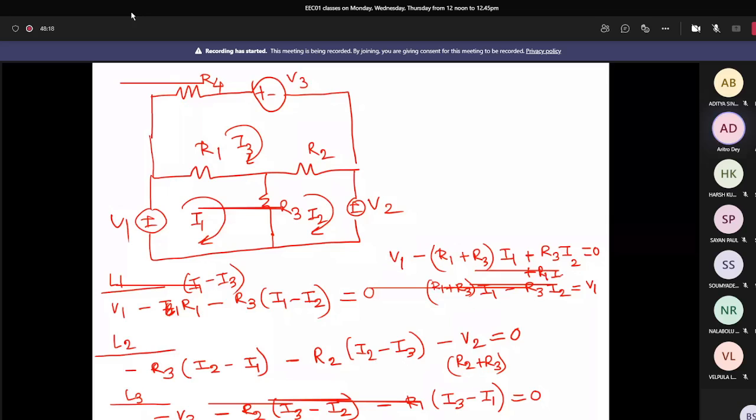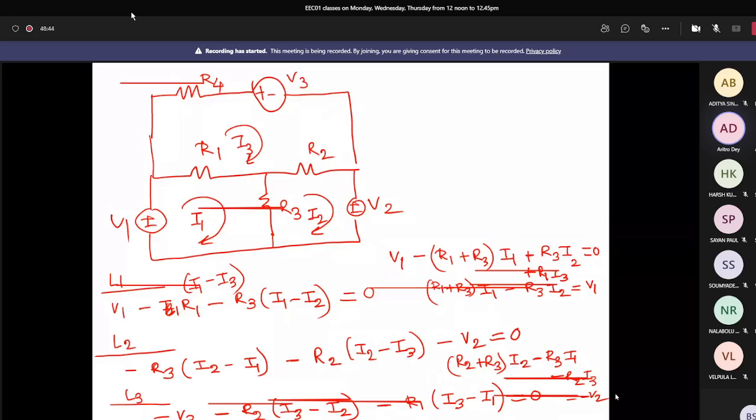Okay. So for the next loop, we have to take the coefficient of I2. So it is R2 plus R3 into I2. I'm taking the other side, then minus R3 I1 minus R2 I3 is equal to minus V2. This is the second loop equation.